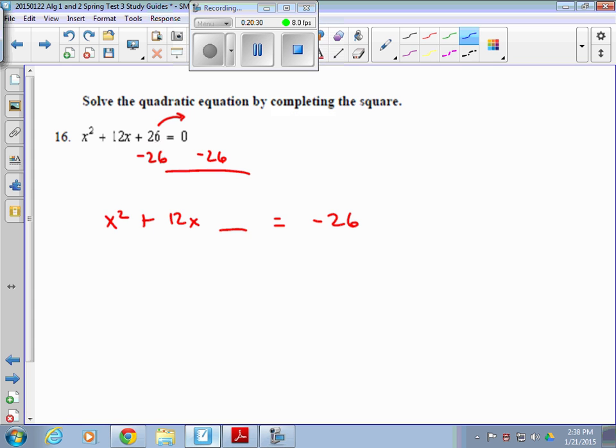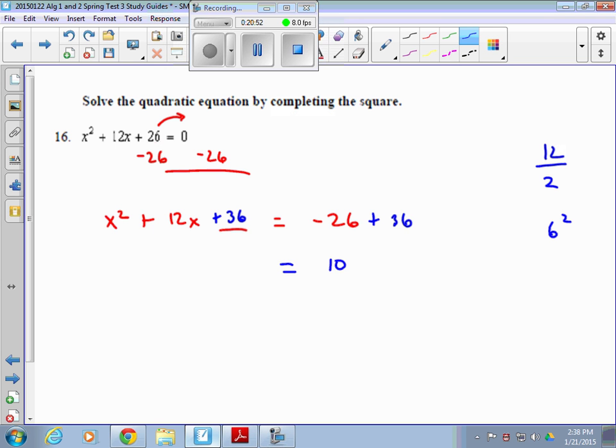So find your new C, just like we did on number 15. Take 12 divided by 2, you get 6, square that, and it'll be positive 36. If you add 36 to one side, though, in order to balance the equation, you have to add it to the other side. So negative 26 plus 36 is going to be positive 10.